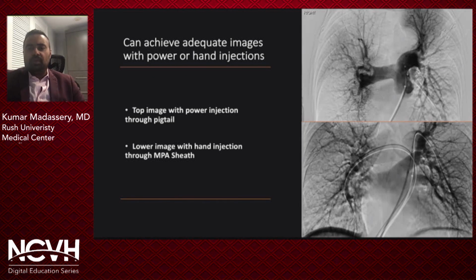These are two pictures, one on the top with a power injection. You can see that there are filling defects and perfusion problems on the right lung, a little bit on the left. The picture on the bottom is from a second day when you bring the patient back, with hand injection through a sheath in the main pulmonary artery. So what this shows is that you can actually get really good images with both power and hand injection. It just depends on how much you're injecting, the patient's tolerance, motion, and all those put together, but you can achieve very good images with both methods.